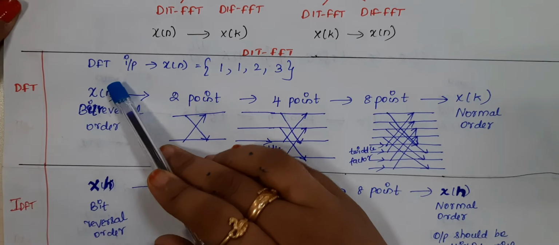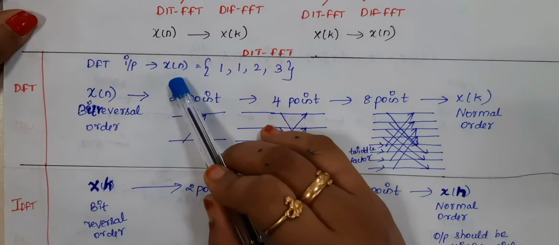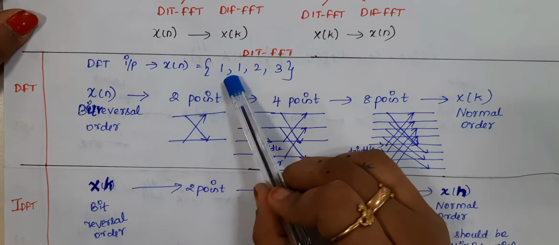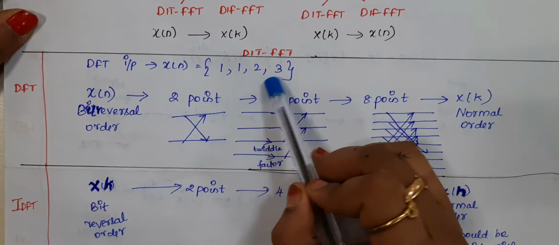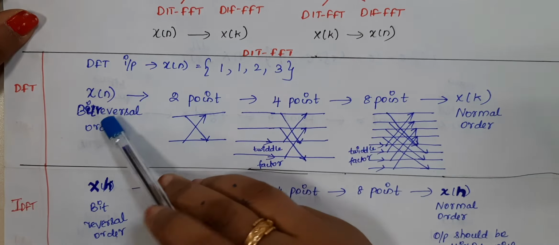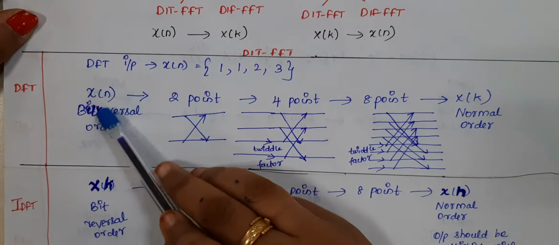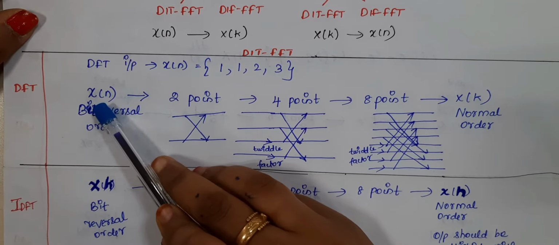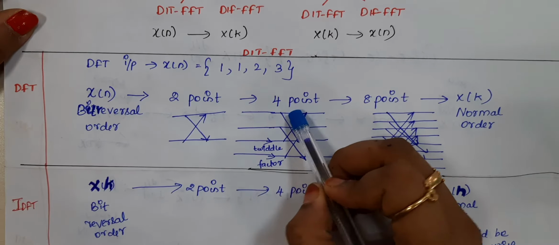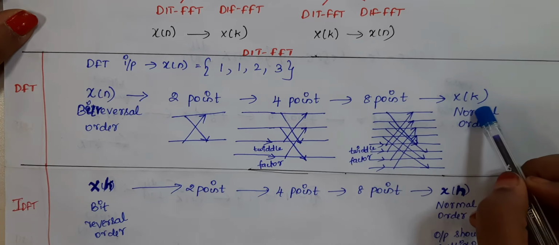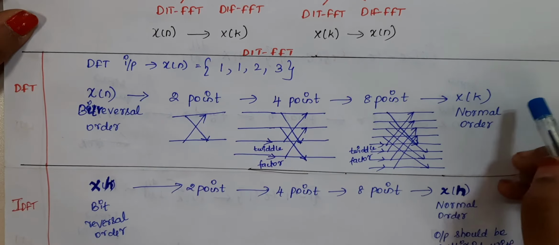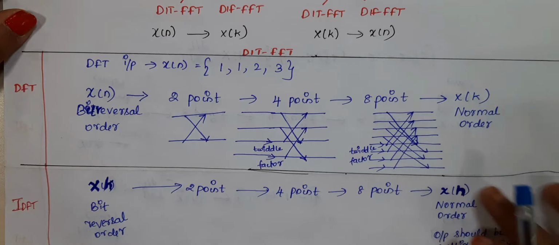So let us start with the overall steps involved in the DIT FFT for the computation of DFT. So first one is DFT input, that is x of n, because for DFT the input is x of n, so that should be in the format of 1, 2, 3. It can be any values without complex values. And your DIT FFT always should start from the input, that is x of n, and the flow should be like this, 2, 4, 8 point and output should be X of k. So the input should be in bit reversal order and X of k should be in normal order.